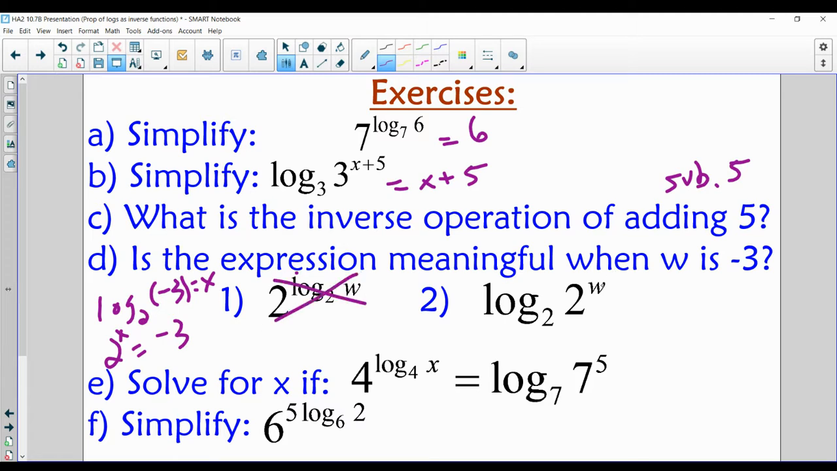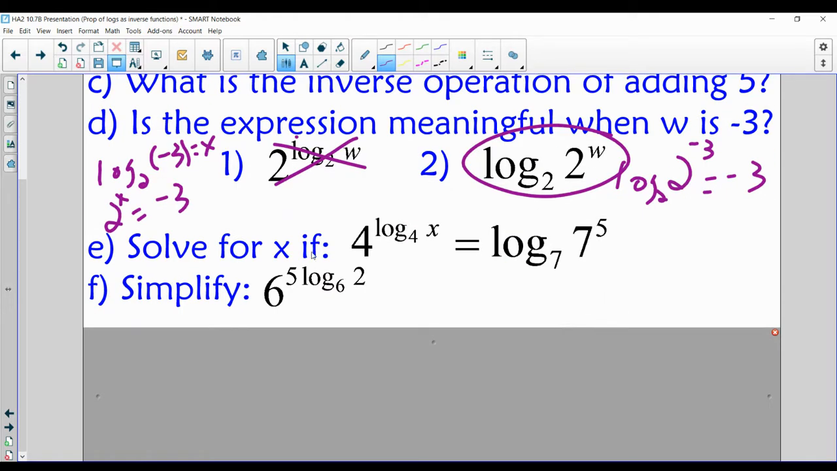But this one's okay. When you have log base 2 of 2 to the -3rd, 2 to the -3rd is just 1/8. And so you can do a logarithm of a fraction. That's okay. So that one does work. So this one's good, that one's not.